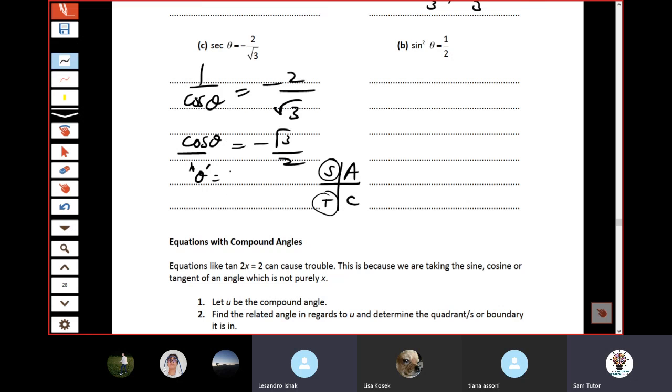30. And then cos is negative in S and T, so 180 minus 30 and 180 plus 30. And then convert. 5 pi on 6. 7 pi on 6.